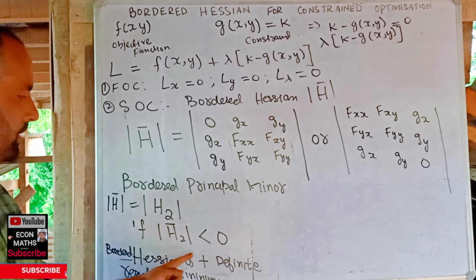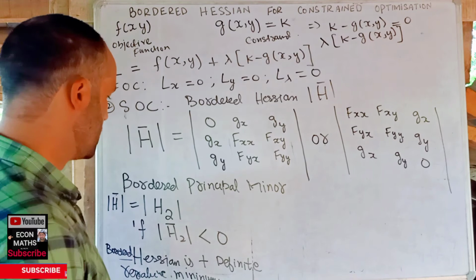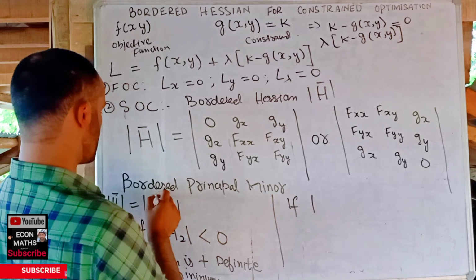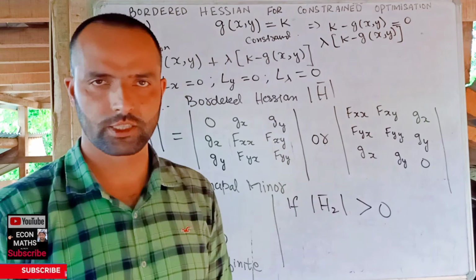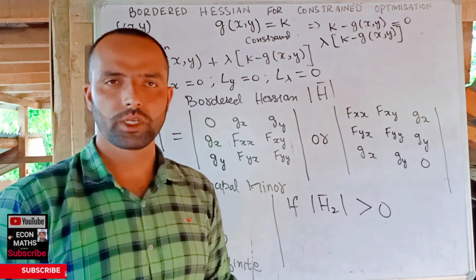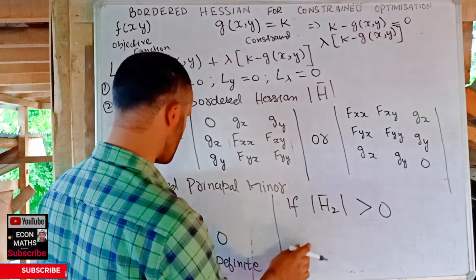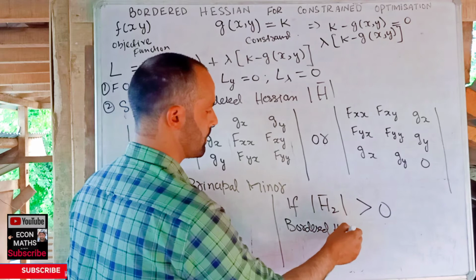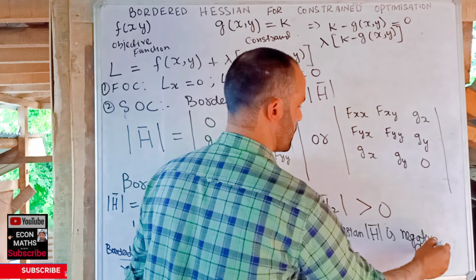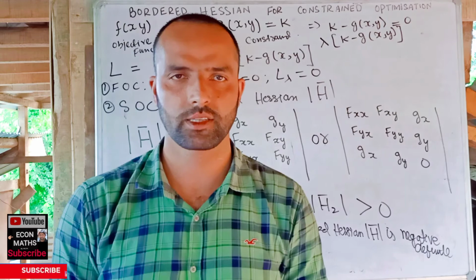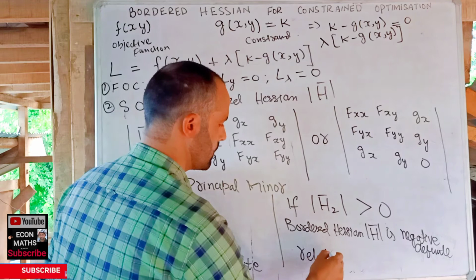for relative minimum. Similarly, if the second bordered principal minor is greater than zero, that is, the determinant of this matrix is greater than zero, we say we have the negative definite bordered Hessian, that is H is negative definite. And a negative definite bordered Hessian satisfies the sufficient condition for relative maximum.